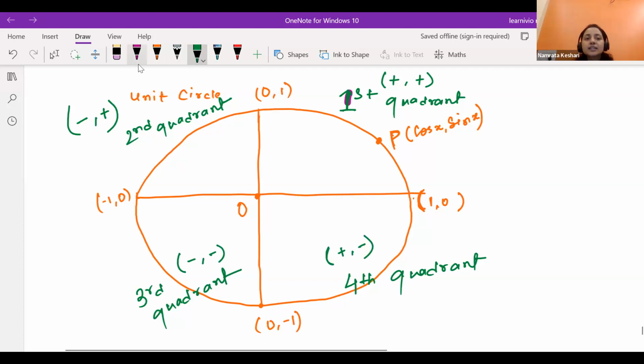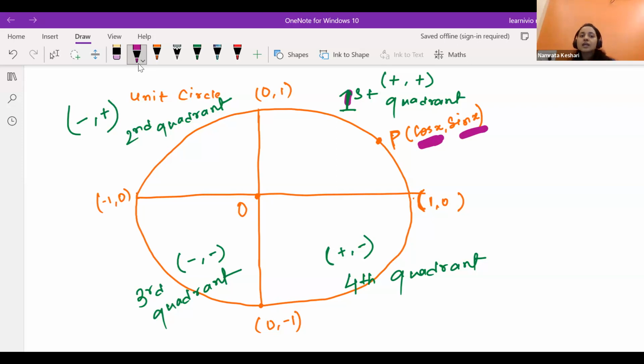Now, while discussing the unit circle, when we took a random point P, we realized the coordinate is (cos x, sin x). So instead of saying x coordinate, y coordinate, the x coordinate here is cos x and the y coordinate here is sin x. So in the first quadrant both are positive. If I say in the first quadrant cos is positive and sin is also positive, is it making sense to you? Yes, ma'am.